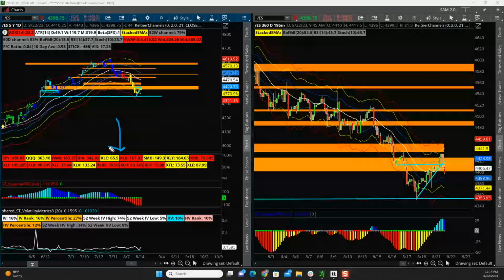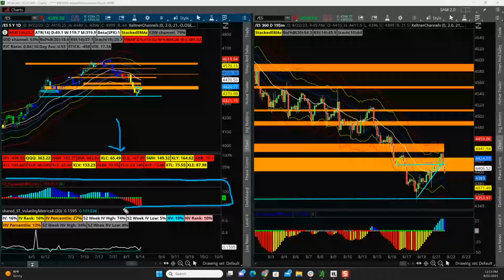And down below my sector utility labels is my Squeeze Pro. You can also use the regular free TTM squeeze.